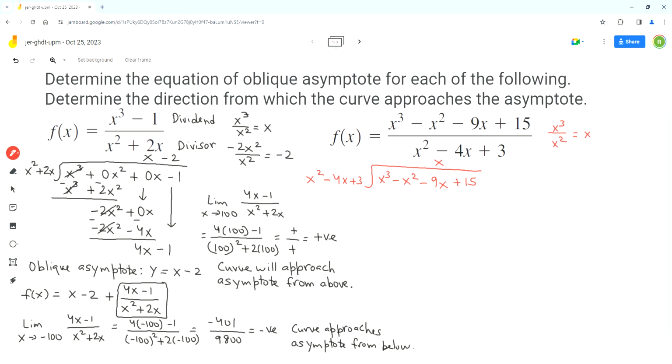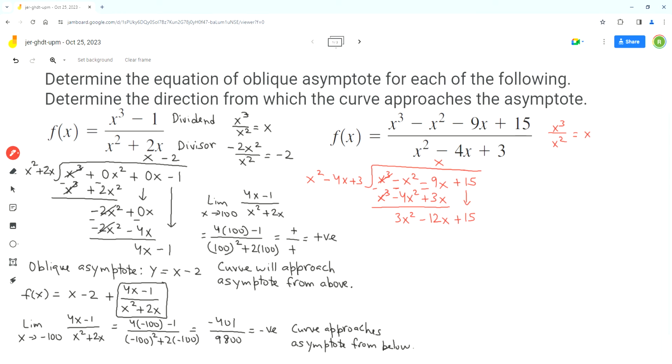Now we'll multiply the divisor by x. So we'll get x cubed minus 4x squared and then plus 3x. Now we can subtract the terms. So the x cubes get cancelled out. So minus x squared minus 4x squared will be 3x squared, and then minus 9x minus 3x will be negative 12x. And now we can bring down the 15.